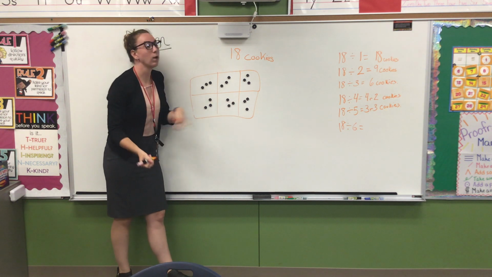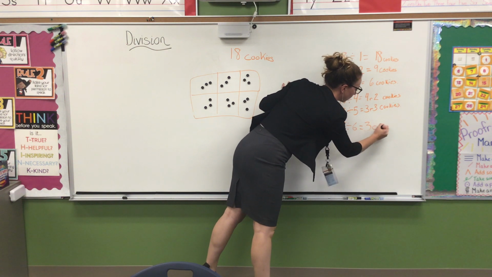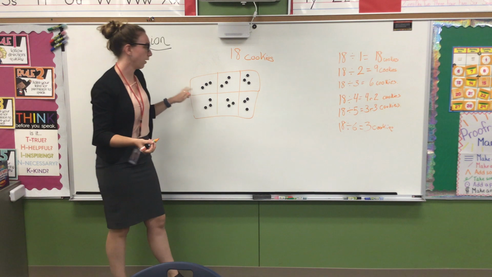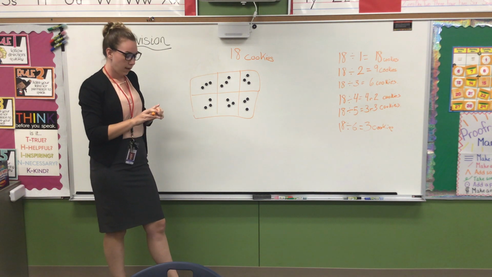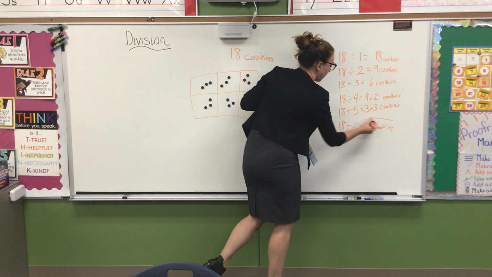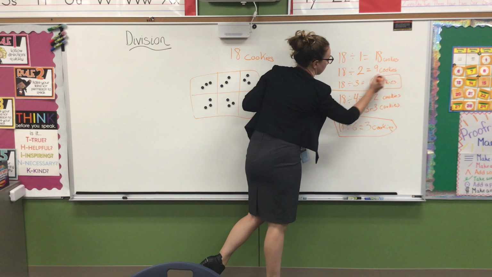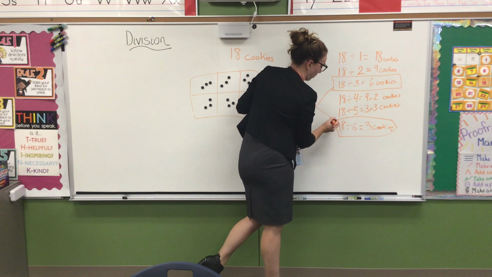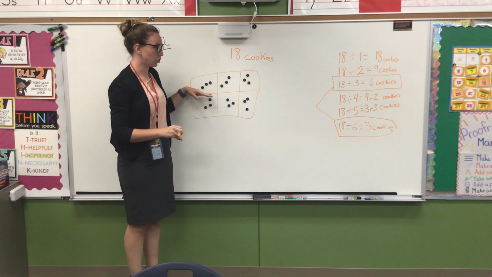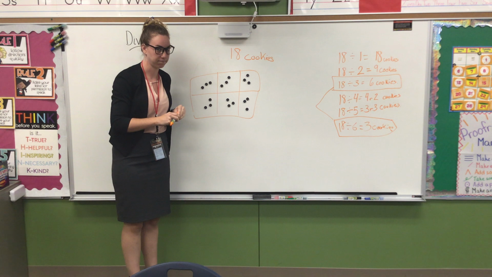You guys should be saying, 1, 2, 3, Miss Farmer, there's 3 in each group. There are 3 cookies in each group, all right? And those of you who are super smart probably already knew that, because this and this are opposites. We had 3 groups with 6 in each, and then we had 6 groups with 3 in each. It works both ways, guys.